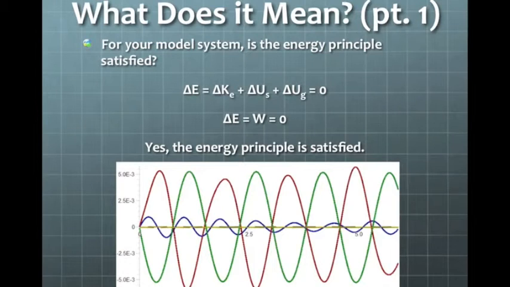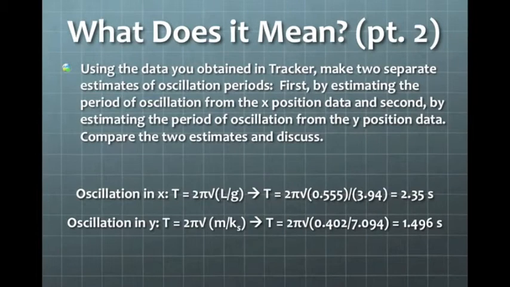For part 1 of the "what does it mean" question, the work done by the surroundings is equal to the change in energy. Because the mass, spring, and earth are included as part of the system, then the work should be 0. There is no outside work done on the system, so delta E equals W, which equals 0, as seen in the graph.